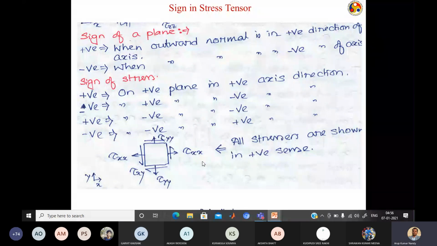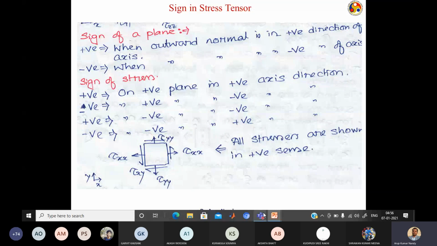Okay. And similarly, similar thing can be said for the y plane. You can see this is the positive y plane. So these are positive axis directions, so these are positive stresses. Whereas on negative y plane, in negative direction, stresses are positive. So all the stress components shown in this figure are in positive sense.